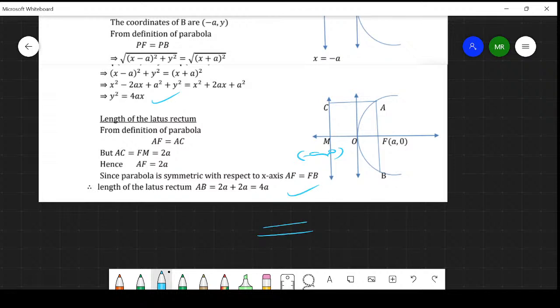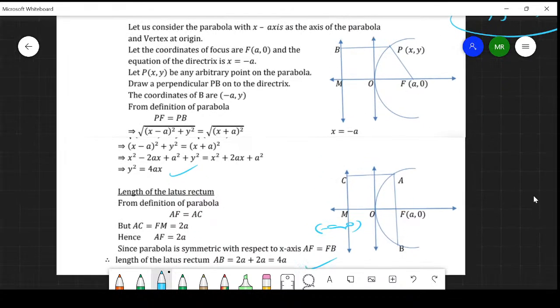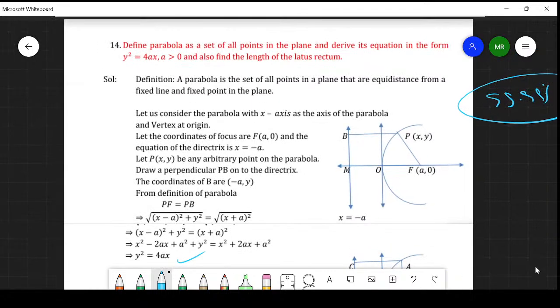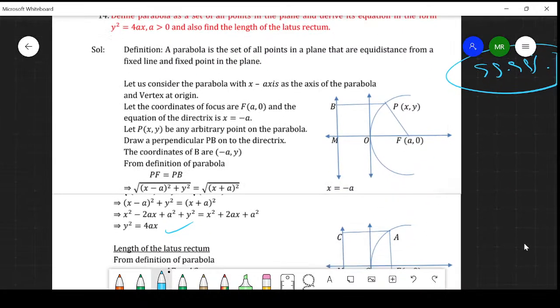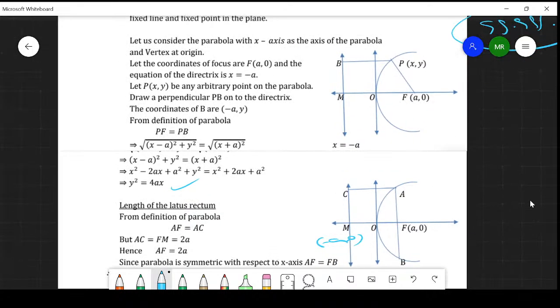With this I have completed the session. The last question is most important. I am expecting this question. They may ask this question definitely. The derivation of the parabola they may ask. 99.99% I am expecting this question.